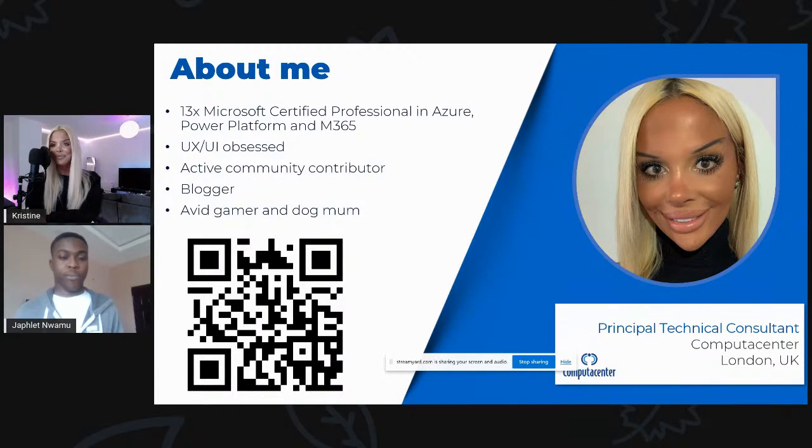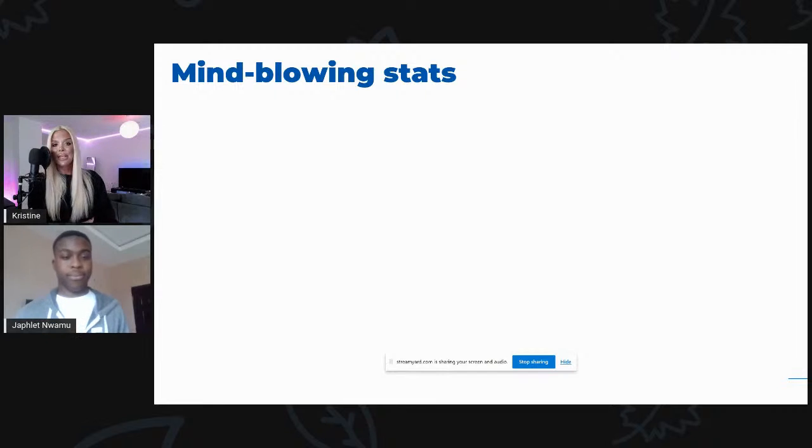So let's talk about some of the mind-blowing stats, because one thing that I tend to hear quite a lot is that accessibility isn't common. It's not very popular. We don't need to build an application that's accessible because it only affects 10 users in my 5 million people organization.